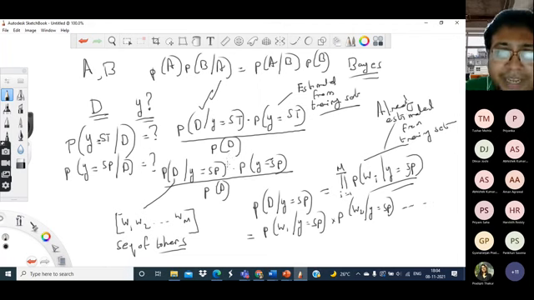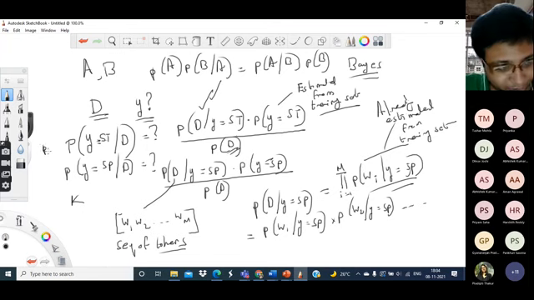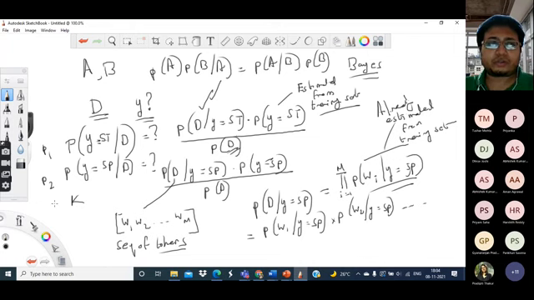Now this P of D might be harder to calculate, but I don't really need it, because I know that any document will have one of these labels. So let us say it has k possible labels. This one I call P1, this one I call P2, and so on, up to Pk. Note that in all of these cases, they have this constant factor of 1 by P of D.